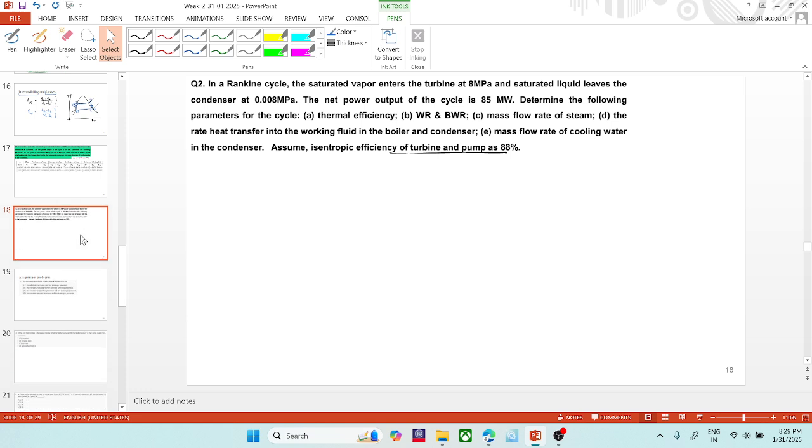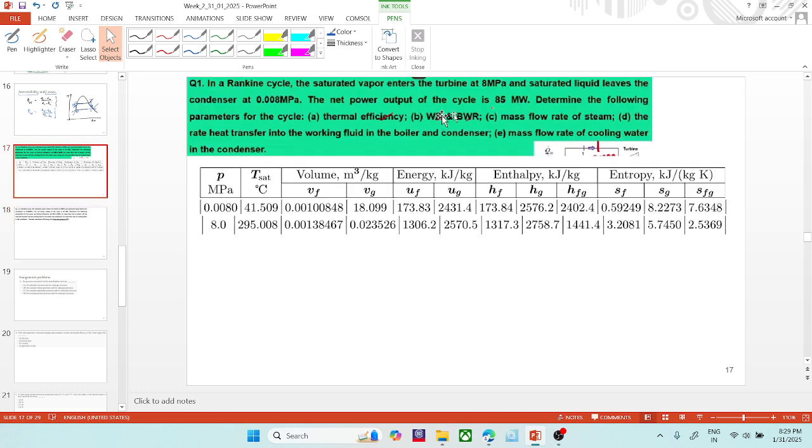If you have any doubt in this, then we can take that in the next class. So here, this is a simple problem, similar to the last problem we have done. I have provided the steam table here. And one more thing, you also have to check if I have made any mistake in the last problem. The procedure would be the same.